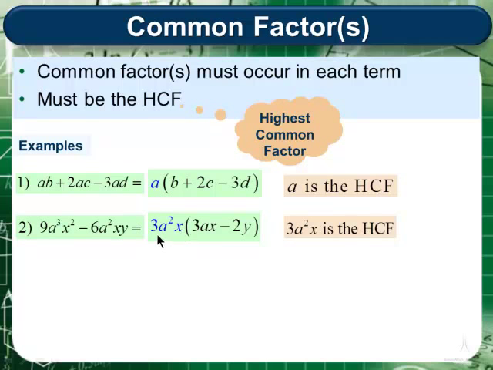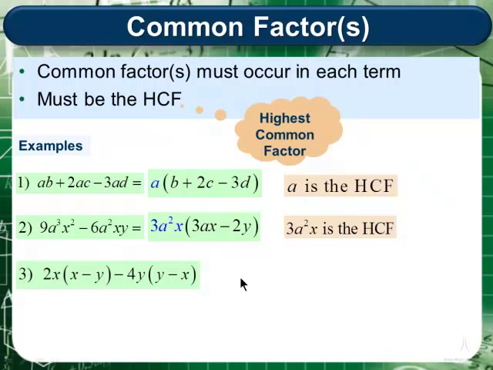And remember, if we now apply the distributive law to check, if you multiply in, you must get back exactly the terms that we started out with. Have a look, 3a squared x times 3ax gives us 9a to the power 3 x squared. Check that. Just apply your exponent rules in this case. And also if you multiply 3a squared x with minus 2y, we again get the second term that we had before.